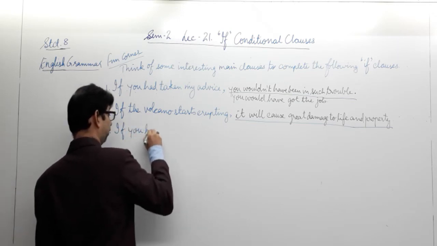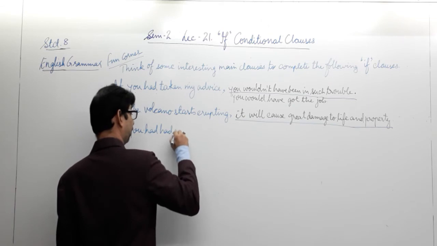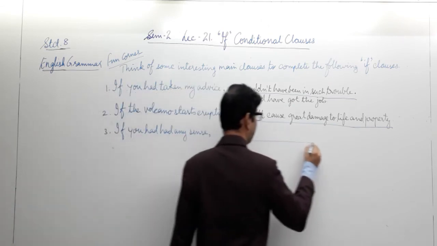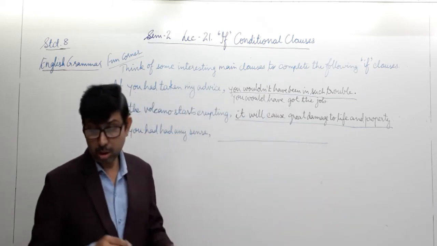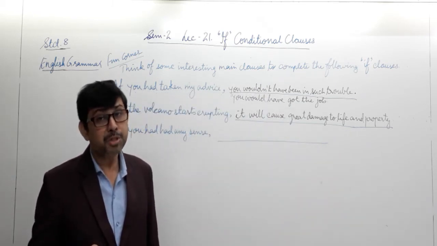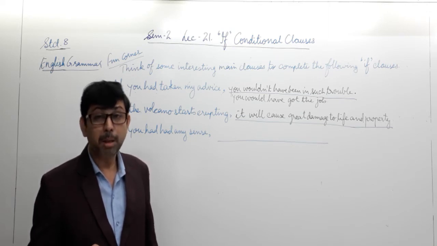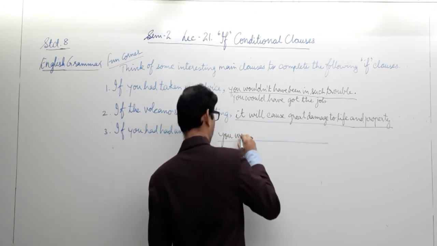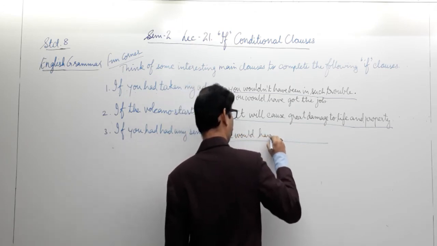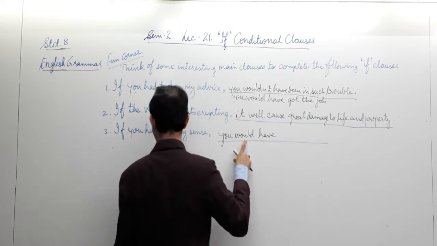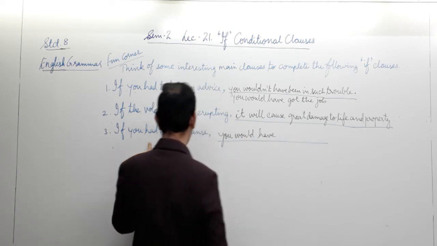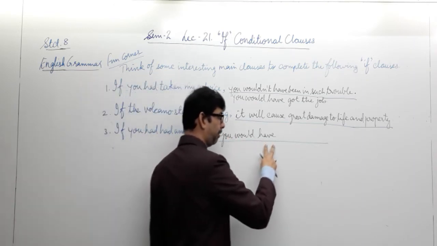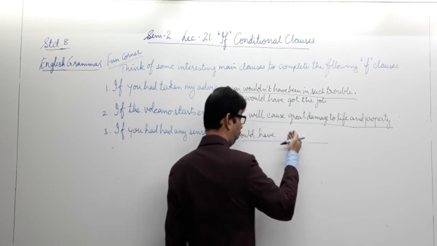If you had any sense, with the positive statement, so you're doing some positive work, you would have spent your money wisely. You would have, so have a careful look. I am satisfying the condition over here. If plus had gives me the past perfect tense over here, followed by the word would plus have plus the past participle form of the verb that I am going to use.